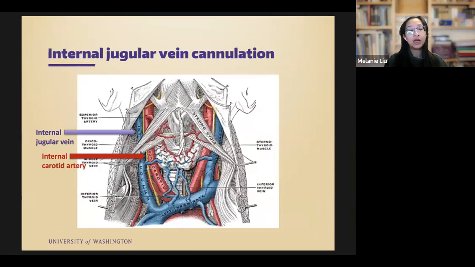Let's talk a little bit about both IJ and subclavian venous cannulation. Just the anatomy of the internal jugular vein: you have the IJ, which is right next to the internal carotid. By anatomical landmark, you would look for the triangle created by the two heads of the sternocleidomastoid and the clavicle, and then insert the needle at the top of the triangle and aim for the ipsilateral nipple.